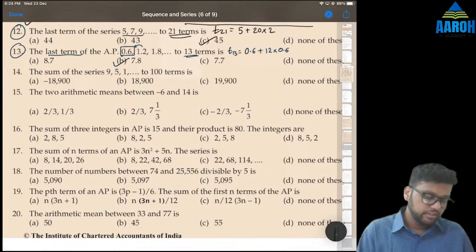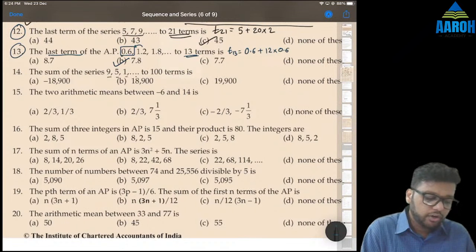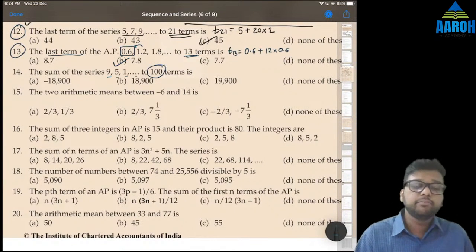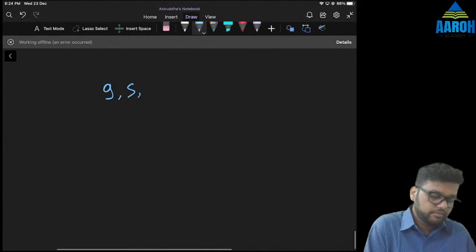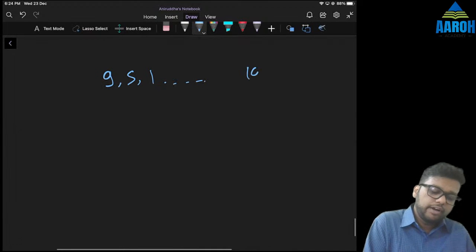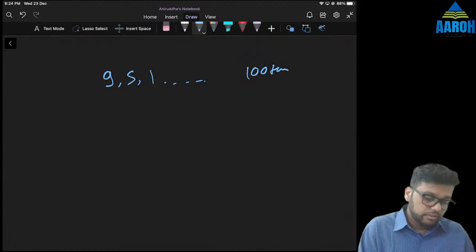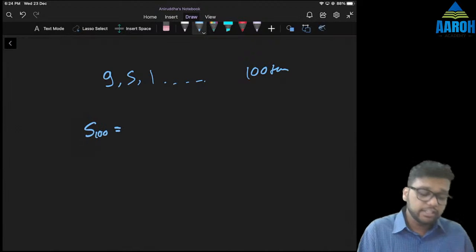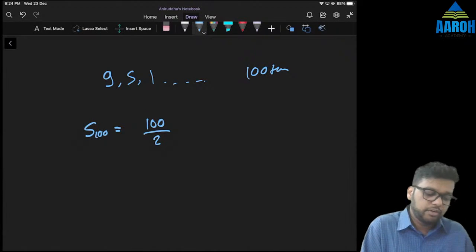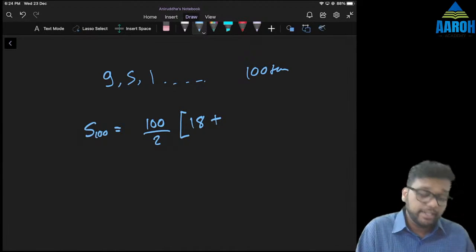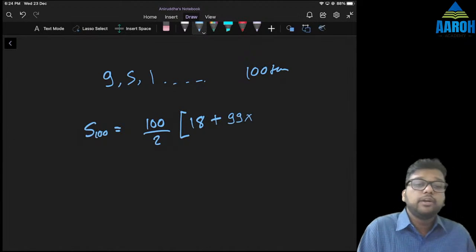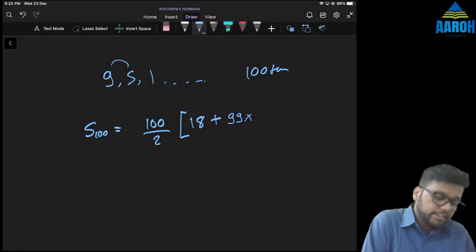Next, 14th. Sum of the series 9, 5, 1, dot dot dot to 100 terms. This is easy because you have everything. So we want S100. Sn is what? N by 2, that is 100 by 2, into 2a, that is 2 into 9, 18, plus n minus 1, n minus 1 is 99, into d. D is what? Common difference is 5 minus 9, which is minus 4. Similarly, 1 minus 5 is also minus 4.